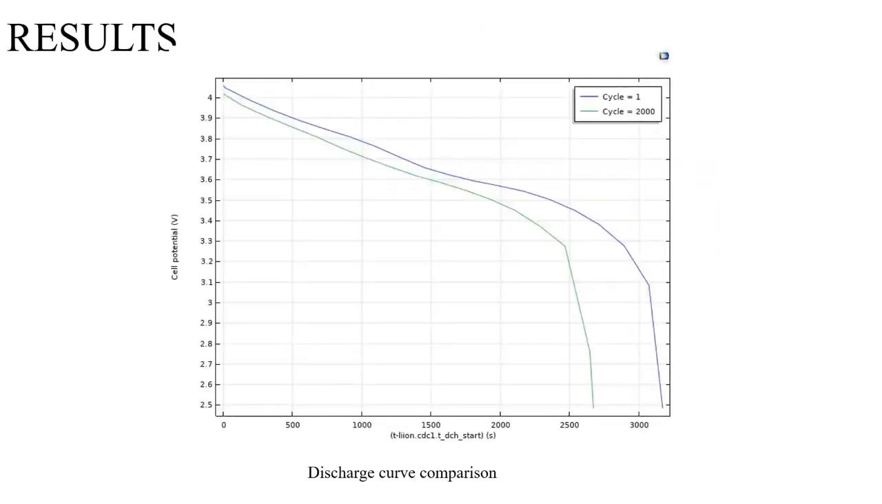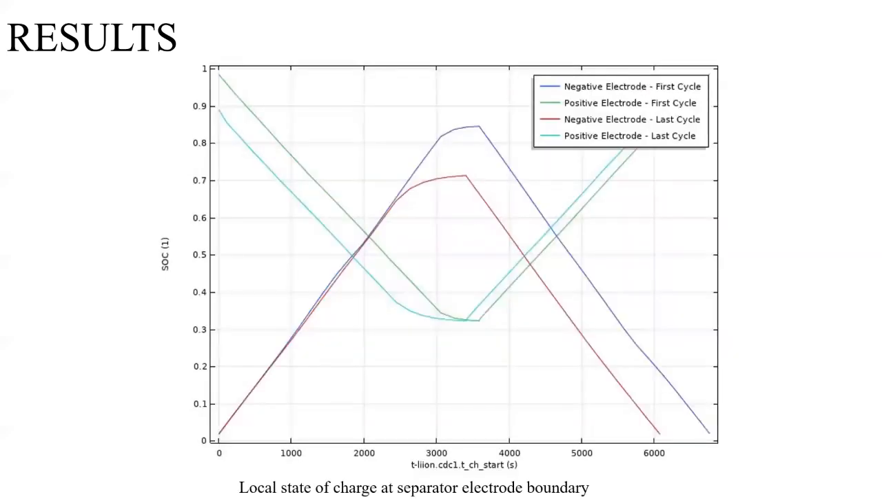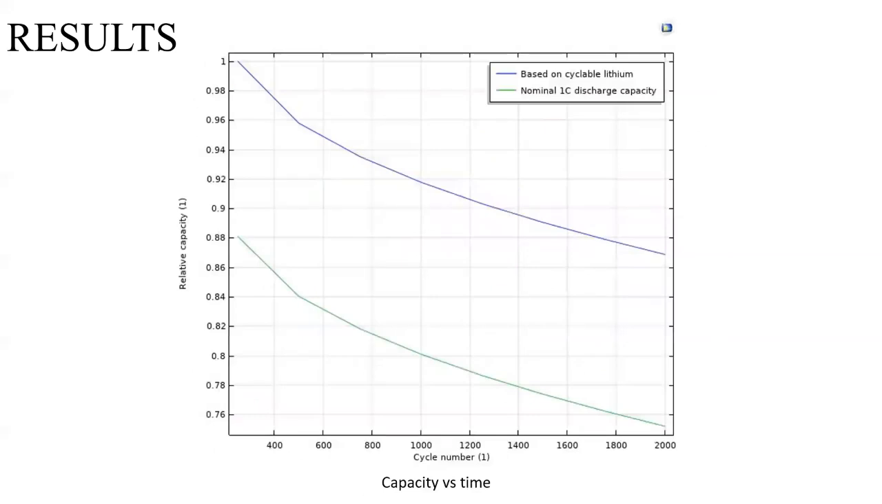We should make a plot of this as well during this study, showing the discharge curve comparison over a period of time, different cycles, and also the cell voltage during discharge for different cycle numbers. And also we should be able to make a plot of the state of charge at the separator and the electrode boundary, different cycles, the first and the last cycle for the different electrodes. And finally, show the plot of how the capacity ages or varies over a period of time. So let's get started.